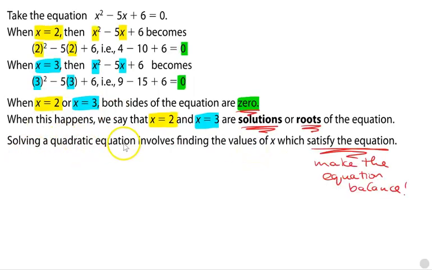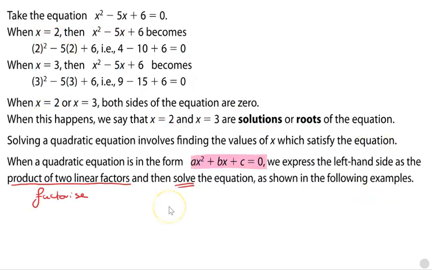Solving a quadratic equation involves finding values of x which satisfy the equation, which means make the equation balance. When a quadratic equation is in the form ax squared plus bx plus c is equal to 0, it is a quadratic trinomial: quadratic because 2 is the highest power, and trinomial because you have 3 terms equal to 0. So basically when you have an x squared, an x and a constant equal to 0, we express the left-hand side as the product, which means multiply, of two linear factors. So basically we factorize and then solve the equation as shown in the following examples.